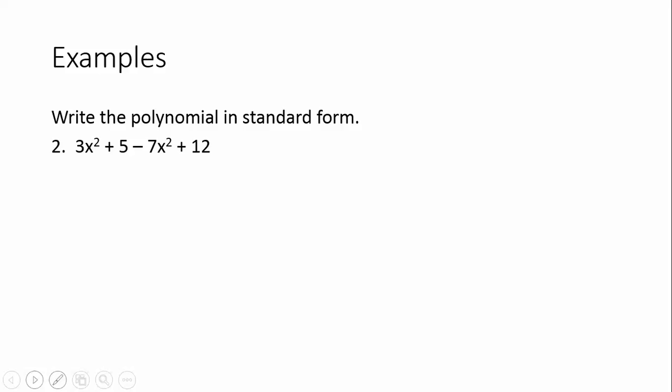Go ahead and put this one in standard form. Remember, combining like terms and then making sure your degrees decrease from left to right. So we have a 3x squared and we subtract 7x squared. So that's a negative 4x squared. We also have 5 and 12. So when we add those, we get 17. And we do have it in decreasing order of degree. This term has degree of 2. This term has degree of 0.